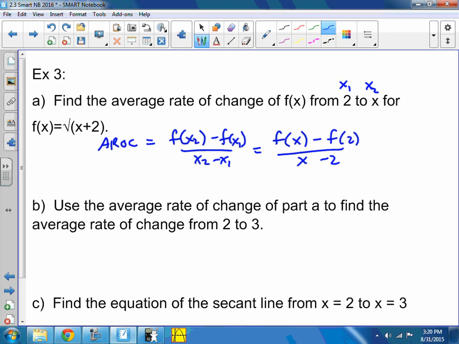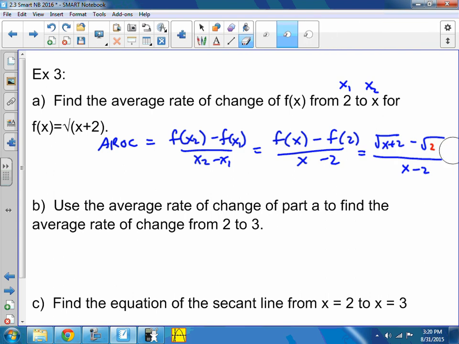Notice we did not get 2 numerical inputs. We only got one number, 2, and one letter, x. So we're going to have to play along as best we can. F of x, remember, was the square root of x plus 2. F of 2 is the square root of 2 plus 2. And the bottom is just x minus 2. Excuse me. Rewrite that.